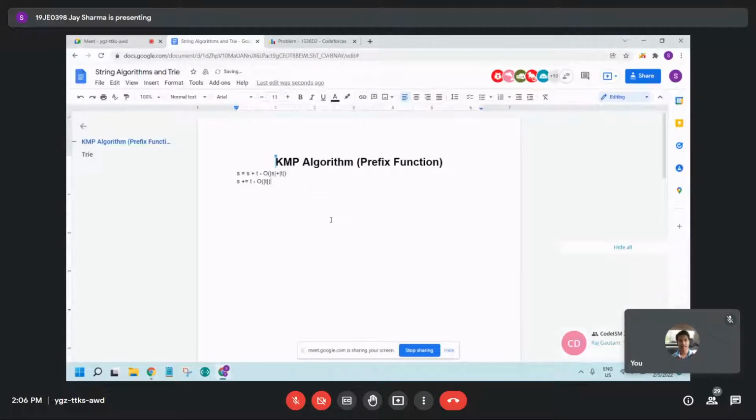This is also a common mistake, that many people think these two are equivalent, but they are not. The first has far more complexity, especially if your s is a big string and t is a small string. Then this creates a lot of difference. So this is just some basic things about strings, and now let's start with the KMP algorithm.